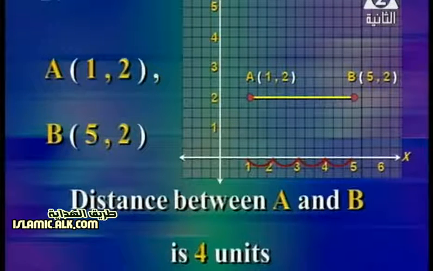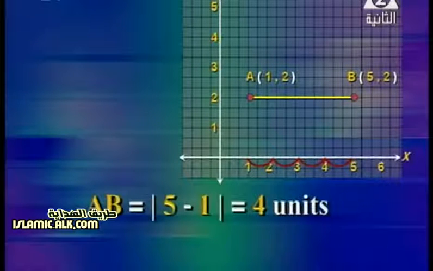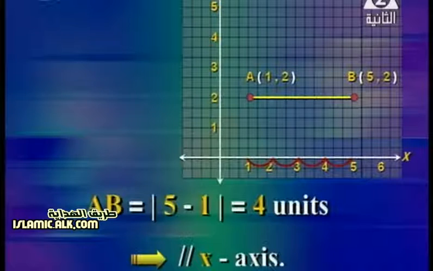How did you get them? Yes, look carefully. You are going to notice that you subtracted 1 from 5. So in this case, we can say that AB equals absolute 5 minus 1 to give a result as 4 units. You have subtracted 1 from 5, which is the x coordinate in A and the x coordinate in B. And in this case, AB will be parallel to the x-axis.